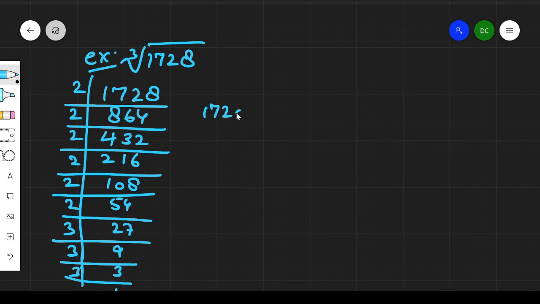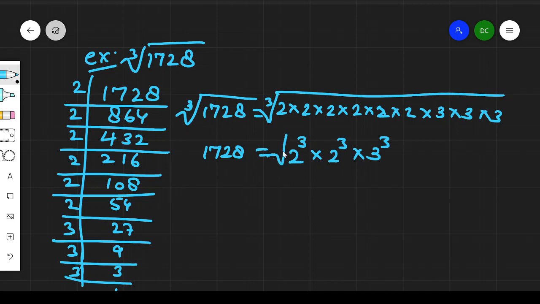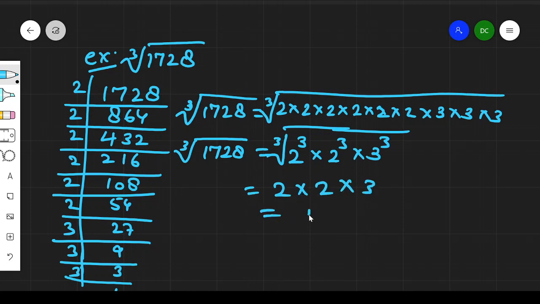So, 1728 we can write 2 multiplied by 2 multiplied by 2, then again 2 multiplied by 2 multiplied by 2, then we have 3 multiplied by 3 multiplied by 3. Simply we can write 2 power 3, 2 power 3 and 3 power 3. So, 1728 means, but we have to find what? Cube root of. So, we will put the symbol here and here also. So, cube root, so only triplets will come out. So, one 2 will come out, then again one 2 will come out and one 3. 2 2s are 4, 4 3s are 12 will be the cube root of 1728.